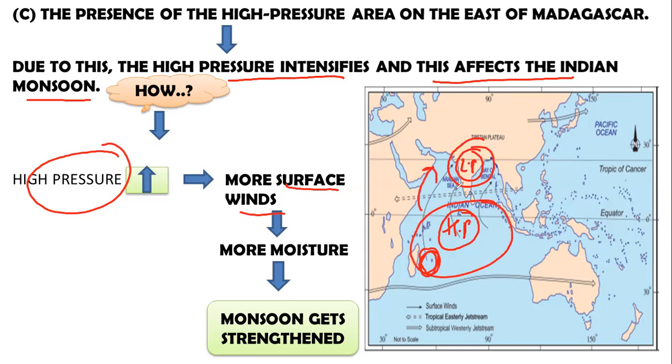And as these winds are blowing, they carry moisture with them. They do not go alone, they carry moisture with them. So, as they bring moisture, they will cause rainfall on the Indian subcontinent as well. So this is how this factor helps in bringing monsoon to India.